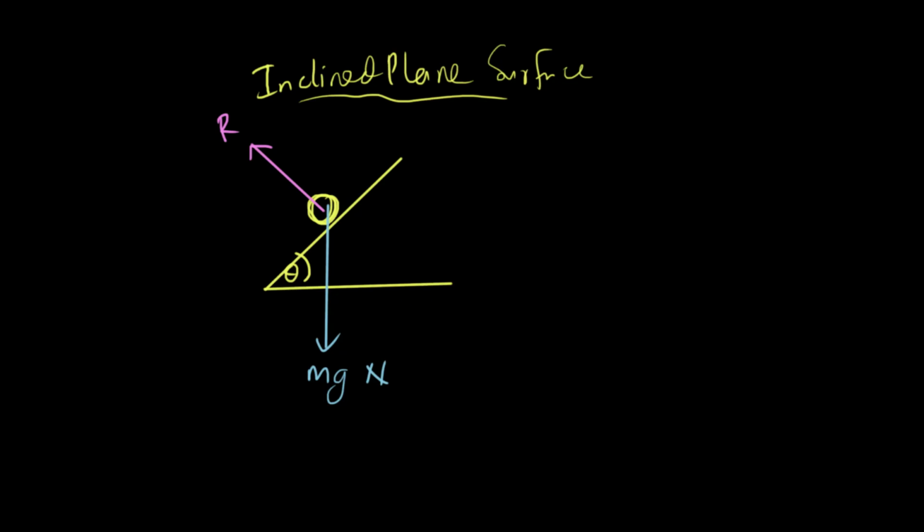How this looks different from the plane surface is that in the case of a plane surface, the weight would be like this. So this is mg Newton, vertical, and the normal reaction force would be perpendicular to the surface. It looks like this. But when you change the plane to an inclined angle, what happens? The weight is still vertical. But since the normal reaction force is perpendicular to the surface, it changes.